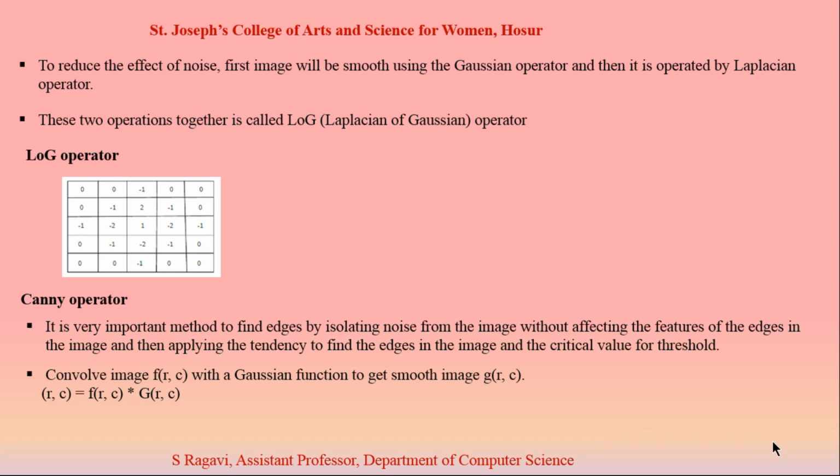Next, let's see about the Canny operator. It is a very important method to find edges by isolating the noise from the image without affecting the features of the edges in the image, and then applying the threshold to find the edges in the image and the critical value for the threshold. Convolve the image f of r comma c with the Gaussian function to smoothen the image, that is g of r comma c, given by the mathematical formula: h of r comma c equals f of r comma c star g of r comma c, where the star represents the convolution.